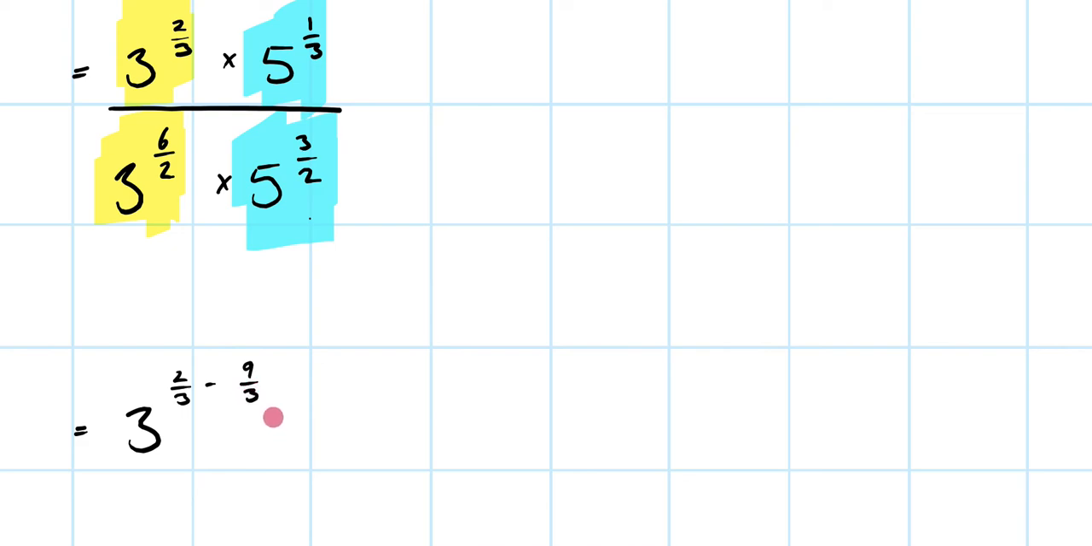Hopefully I didn't lose anyone there. So let me just stop again. 6 over 2 is 3, but now I'm going 2 over 3 minus 3. So my denominator is going to have to be a 3 in order to do that. So I've made it 9 over 3. Hopefully everyone gets that. Then I'm going to come over here to 5, and I'm going to get 1 over 3 minus 3 over 2. I'm going to have to make these have the same denominator, which is going to be 6. So I'm going to have to times this one by 2. So instead of a 1 there, I'm going to get a 2 over. And instead of a 3 there, 3 times 2 is 6.